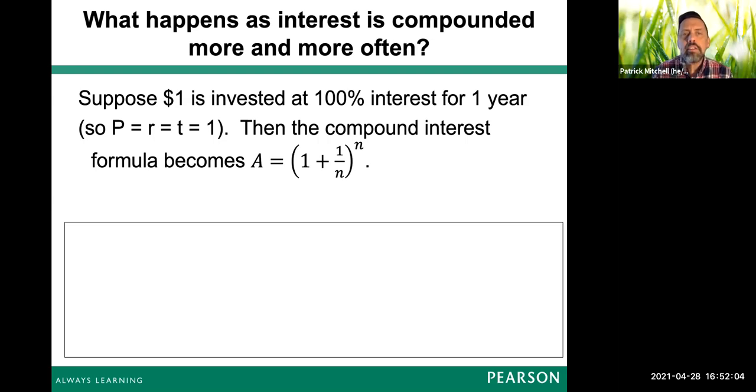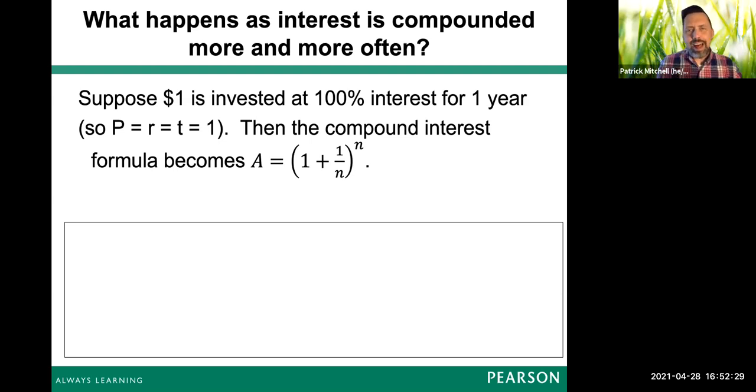So let's suppose that we invest $1 at 100% interest for 1 year, just to make the formula nice and simple. So the compound interest formula that we were just looking at becomes A equals (1 plus 1 over n) to the power n. Now I have to toot my own horn here a little bit. I'm kind of proud of myself.